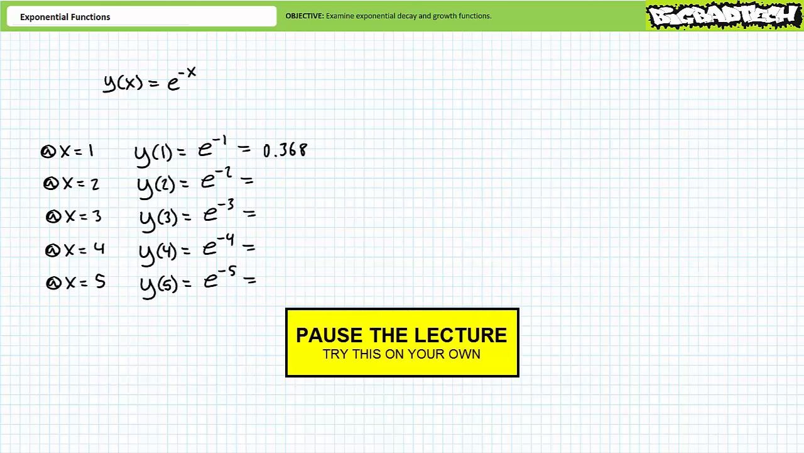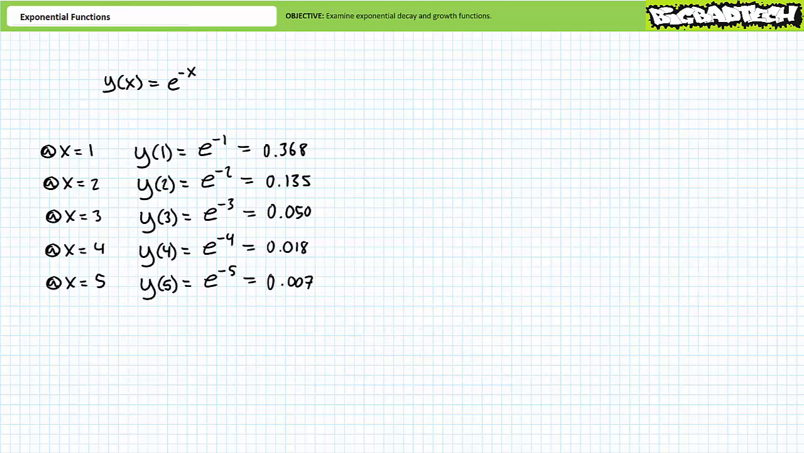By all means, pause the lecture and try this on your own. If you're tracking, you should come up with the following values. When x equals 2, e to the negative 2 is 0.135. When x equals 3, e to the negative 3 is 0.050. When x equals 4, e to the negative 4 is 0.018. Finally, when x equals 5, e to the negative 5 is 0.007.